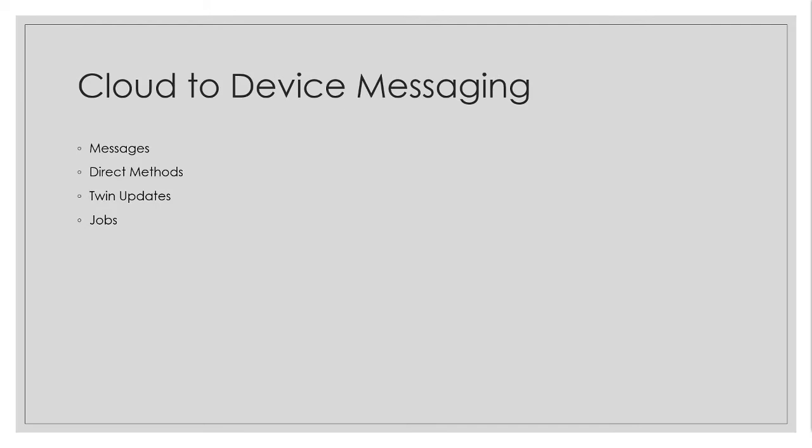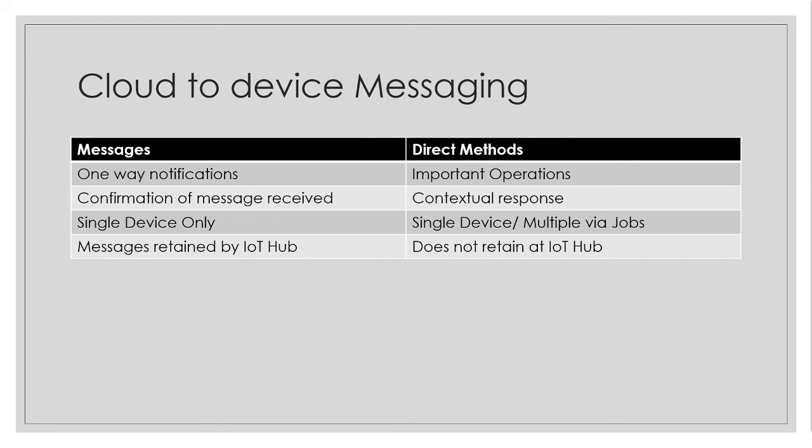The twin updates we have already seen in our previous videos, how we interact with the digital twins, how we set and get desired and reported properties, and their importance. And we can even call jobs. We will see about IoT Hub jobs at a later point in time; I will make a different video on it. Coming to cloud to device messages, you might ask when do we use messages, and what are the major differences between using messages and direct methods.